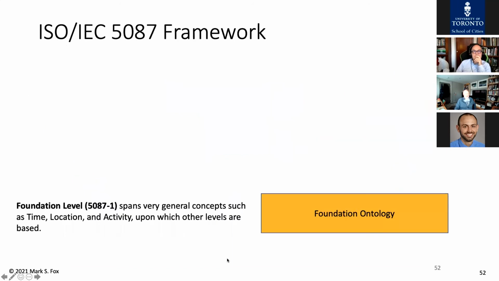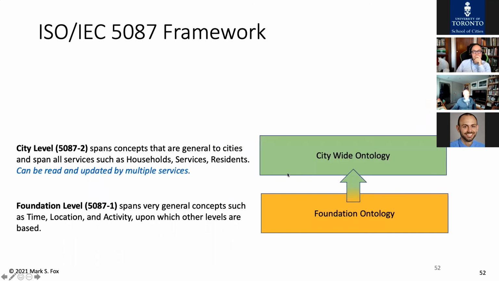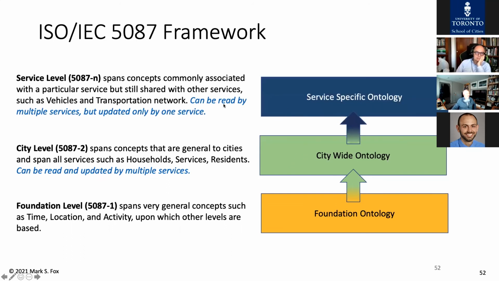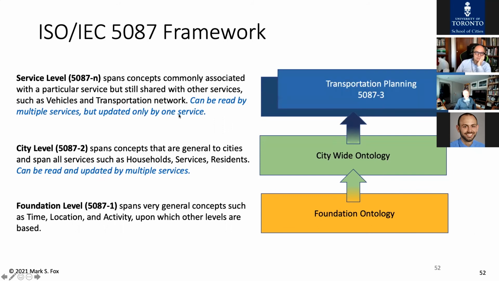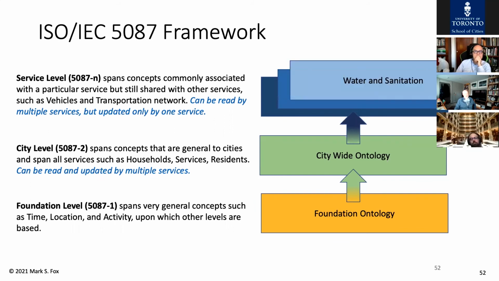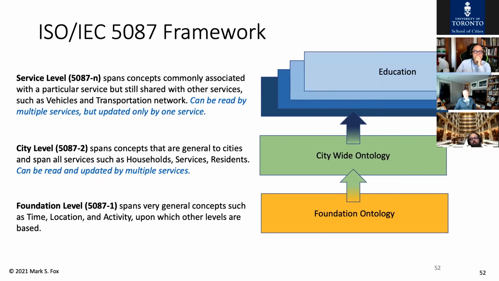And this is a multi-level standard where the lowest level, part 1 of the standard, is focused on foundation ontologies such as time, location, etc. Part 2 is looking at citywide ontologies. And the requirement for a citywide ontology or a concept class, etc., is that it can be read and updated by multiple services within the city. And the third level, service-specific ontologies, are concepts that can be read by multiple services but updated only by one service. And we're starting off with transportation planning as the part 3 ontology, and we'll move on to other services such as water and sanitation, education, etc.